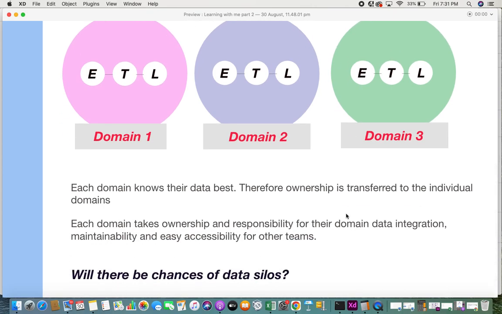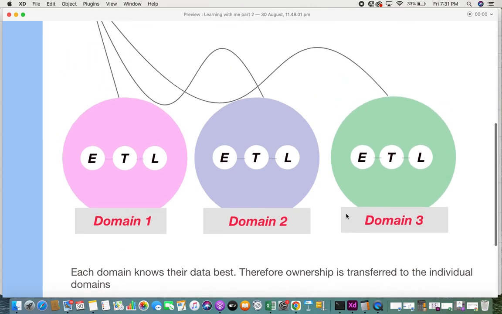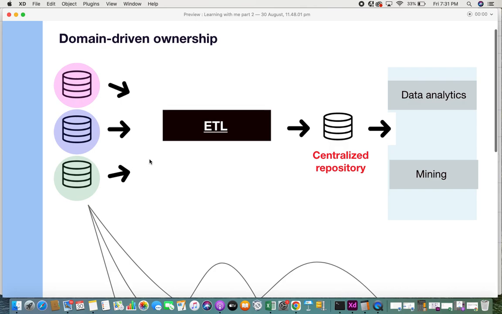So why did this ownership come into the picture? Imagine data being integrated from different domains, and then you have to store it in a central repository. This entire setup is being taken care of by a single team, which is the warehouse team, or you have stakeholders. Now they would not have expertise on every domain's data. Okay, so it's a costly affair also.